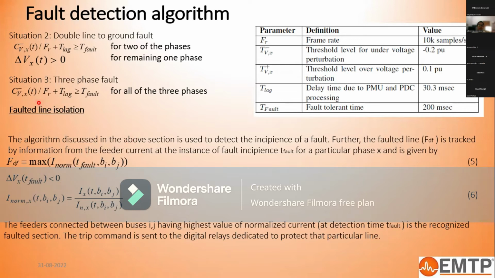Finally, once the type of fault is known, we can find in which line the fault is. For that, instead of using the direct current value, the normalized value of current has been used, which is the actual current divided by the nominal current. If this ratio is highest in some line, that is the faulted line, since this ratio will be maximum there, and that line can be identified as the faulted line through the CPC. We will be more clear with the results.